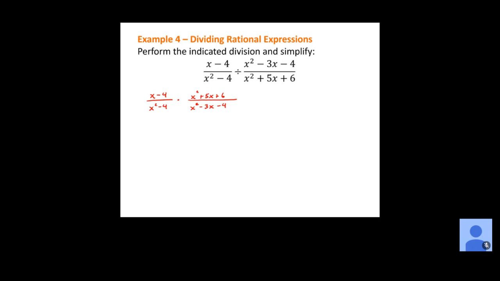Now we have a problem just like the last one, right? So as soon as you see division, go ahead and change it to a multiplication problem, keep, change, flip. Now we can do exactly what we did on the last one. Right? So I'm going to go through each of my numerators and denominators, see if I can factor. So if we start up here with the x minus 4, is there anything I can do to factor x minus 4? No, right? So that's going to stay. Right? What about our denominator, x squared minus 4? Good. It's a difference of squares. It's going to give us x plus 2 and x minus 2.